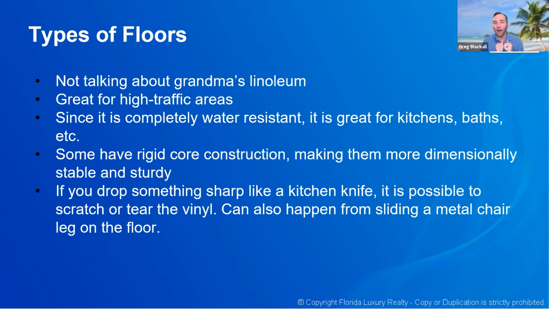Some of them do have that rigid core construction, which makes them more dimensionally stable and sturdy. If you drop something sharp like a kitchen knife, it is possible to scratch or tear the vinyl, which can also happen from sliding a metal chair leg on the floor. So just understand that there are pros and cons and limitations with each of these types of flooring.